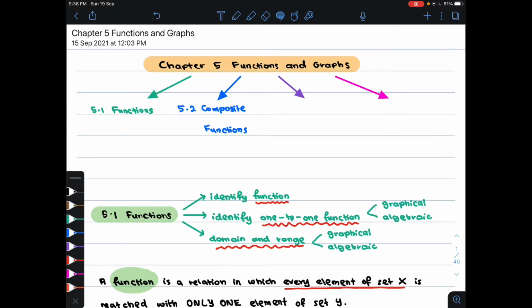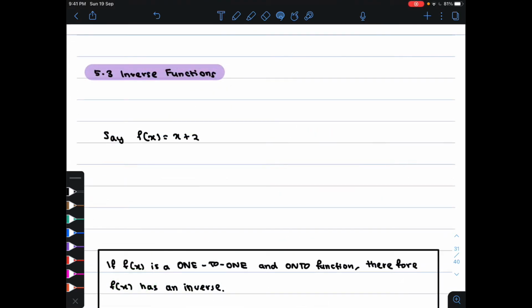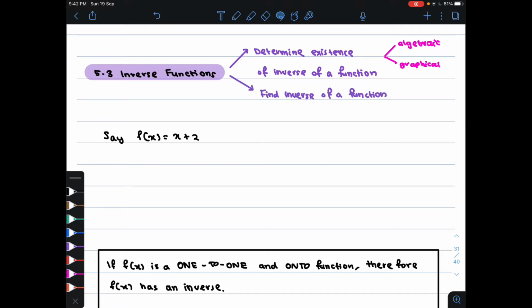The third subtopic is called 5.3 Inverse Functions. And there are three parts in 5.3. The first one is to determine the existence of inverse of a function. And to do that, there are two methods. The first one is algebra method and the second one is graphical method. The second part is to find the inverse of a function. And the third part is to find domain and range.